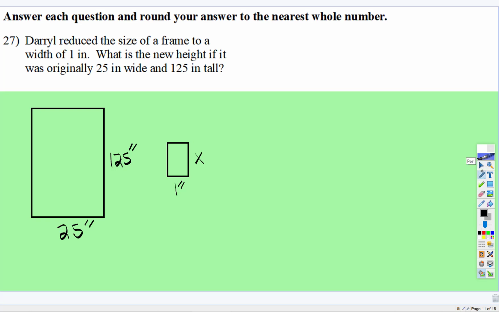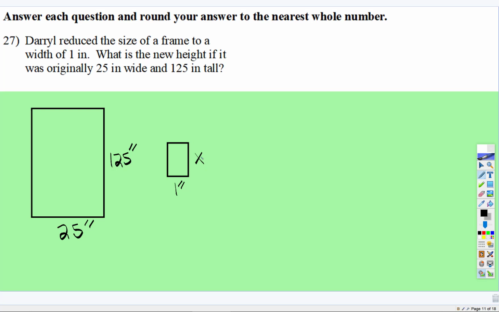So notice what this says. Darryl reduced the size of a frame. So he started off with a larger frame, reduced the size of a frame to a width of 1 inch. What is the new height if it was originally 25 inches wide and 125 inches tall? So we want to keep proportionality. Remember what we said, if we want to keep this width with this height proportional to this width to this height.